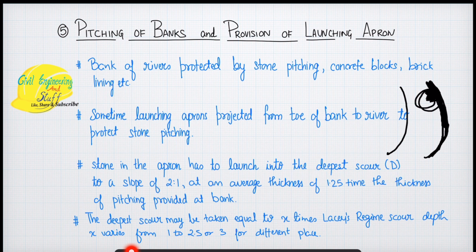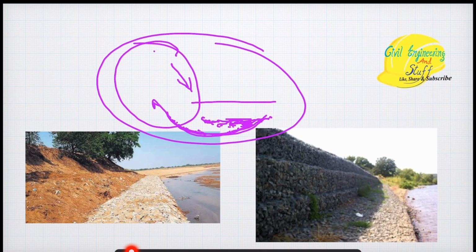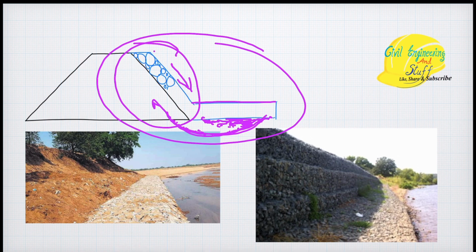Slope 2 is to 1, average thickness 1.25 times the thickness of the pitching provided at the bank. Thus the deepest scour may be taken equal to x times the Lacey's regime scour depth, and x varies from 1 to 2.5 or 3, depending on the scenario. To put it in the simplest term, wherever at the toe the scouring is taking place, we extend to that plus a few more lengths.